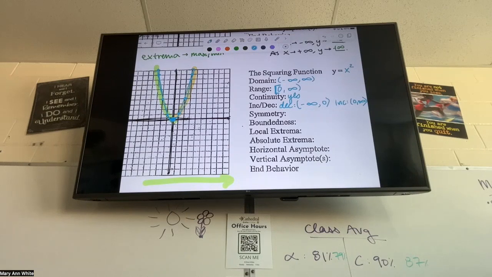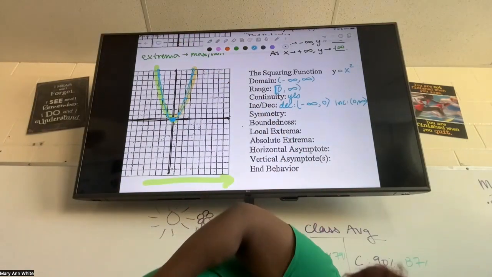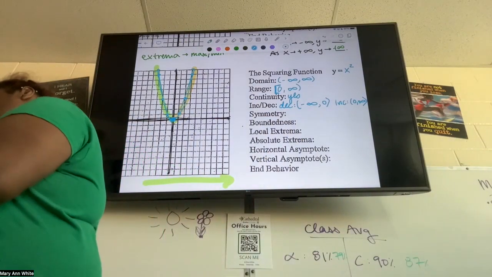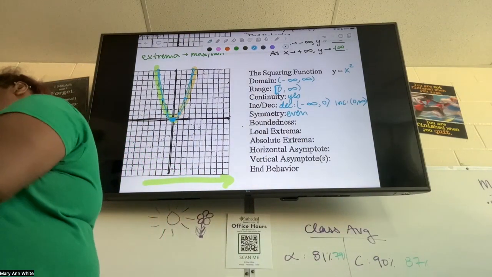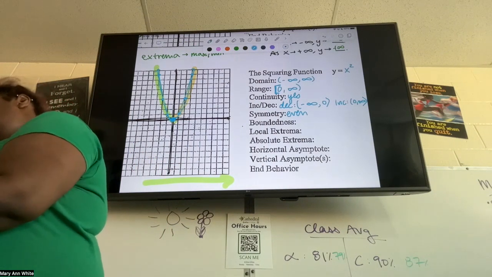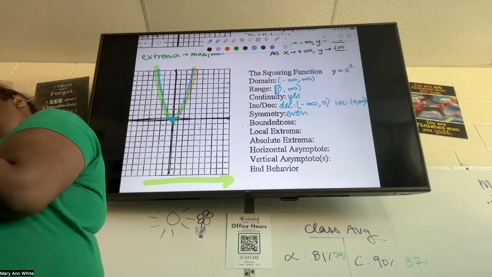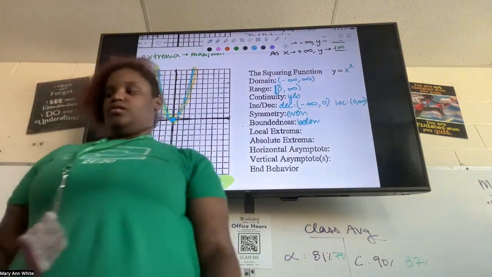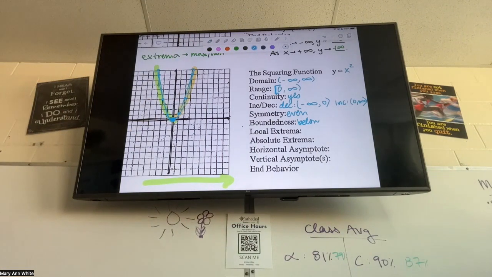All right, symmetry. What's my symmetry here? Yes, good. This one is what we call even because it is a parabola. It's a reflection on both sides. So we're going to call it an even symmetry. Okay, and then boundedness. Does this have a floor or a ceiling that I can't cross? The floor, right? It's bounded, what we call below. There's like a line below that I can never go below that line. I have to stay above it. Below, and we'll say at x equals 0.